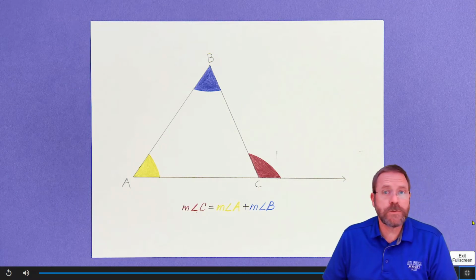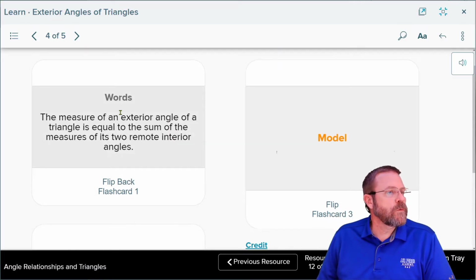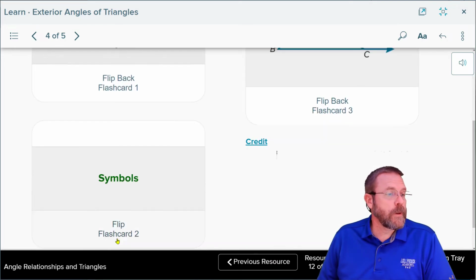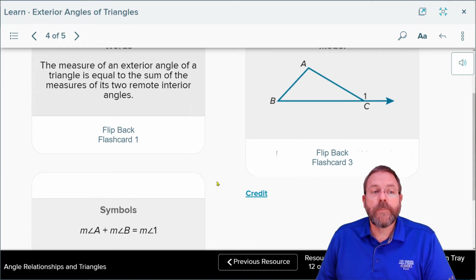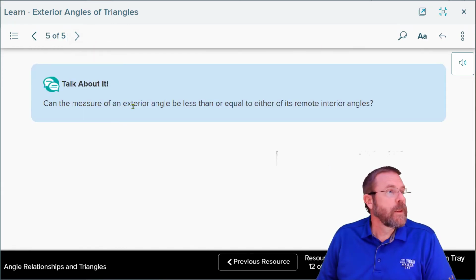Pretty cool stuff they've shown us there. Let's see where we're going with it. Okay, now we're going to look at all that in words. It says the measure of an exterior angle is equal to the sum of the two remote interior angles. I think we pretty well discussed all that. We got it all written down there as a pretty picture. Measure of angle A plus the measure of angle B is equal to the measure of angle 1. Pretty simple stuff here. I think that's going to be all we have on that.